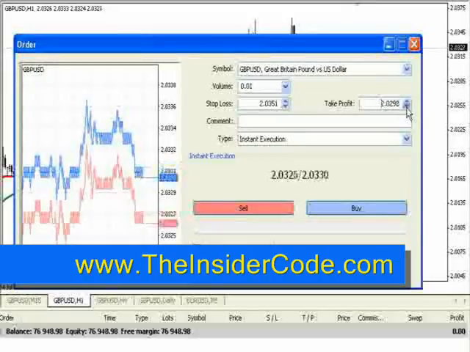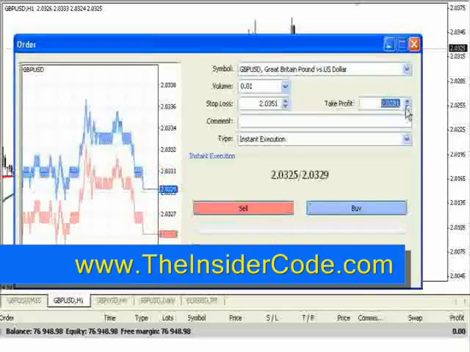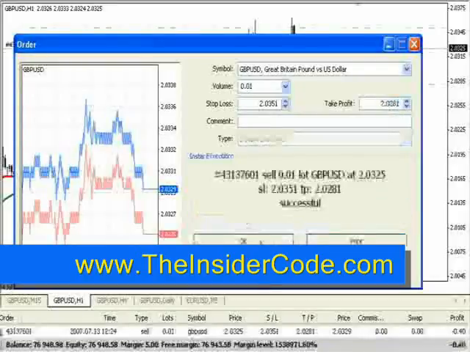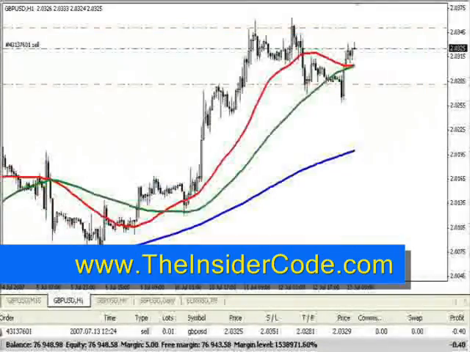It's going to be at 281. Let me just hold this down. Okay, there we go. Okay, so here we have the instant execution. Volume is 0.01. Stop loss, take profit, instant execution. I'm just going to go ahead and sell. Okay, so I've got the order in, and I'll go over here to the trade.